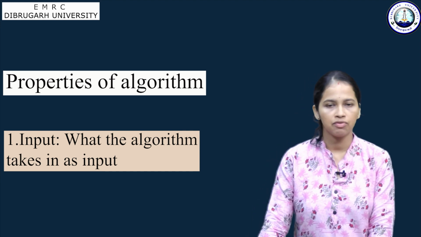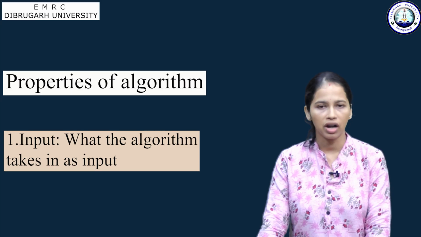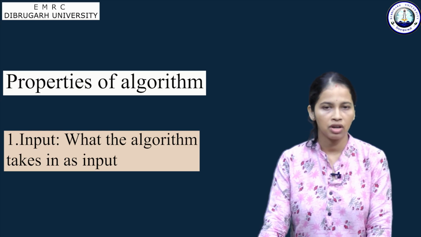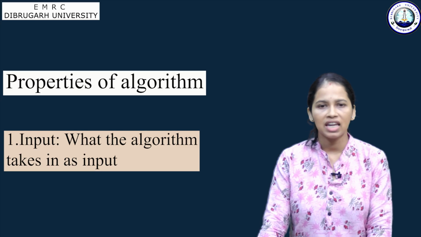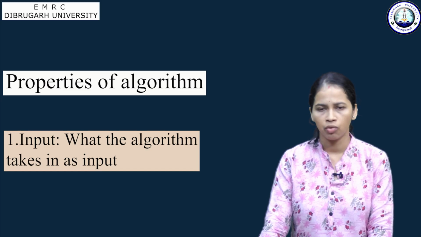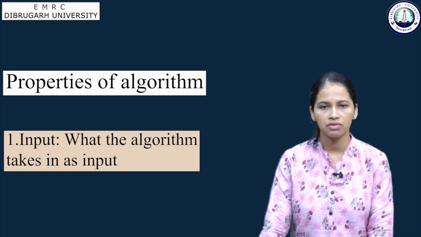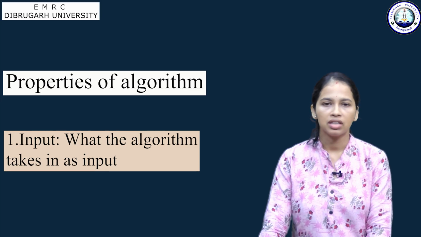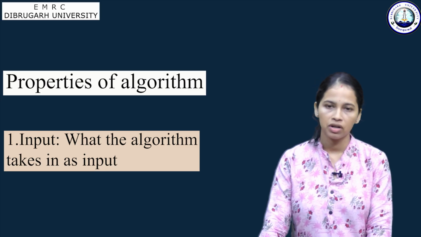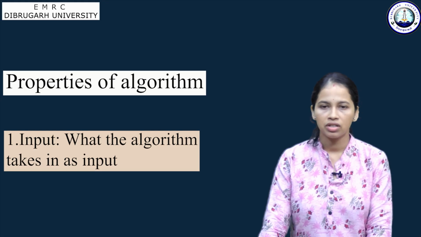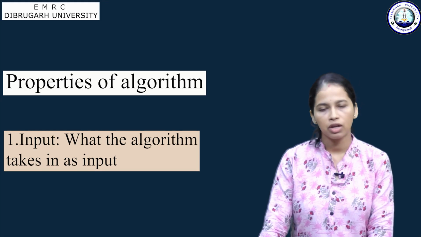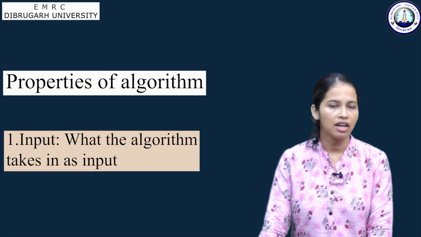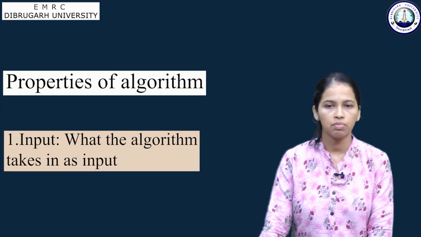But as a computer science student, if you remember the first program, the hello world program, if you have written it, it does not take any input. It simply prints the word hello world, or whatever is within the printf statement. So, the first property tells you that the algorithm may have an input or it may not have an input, but if the algorithm is having an input, then it should be well defined.